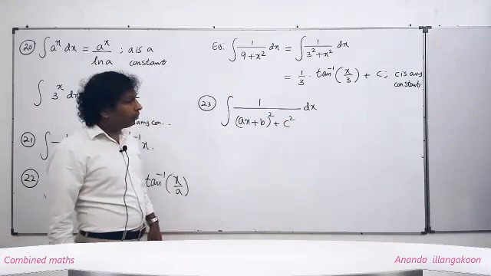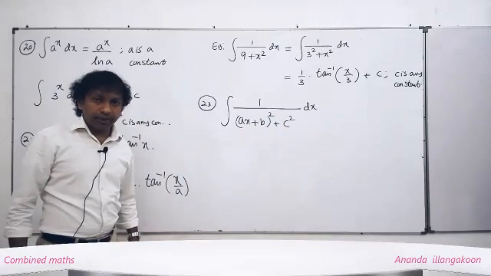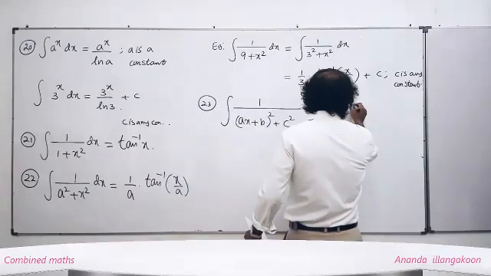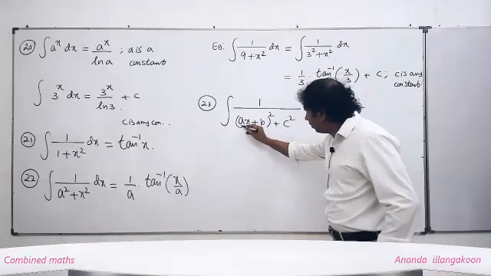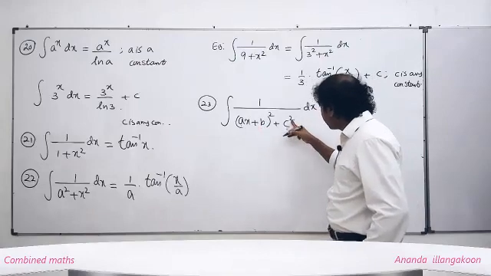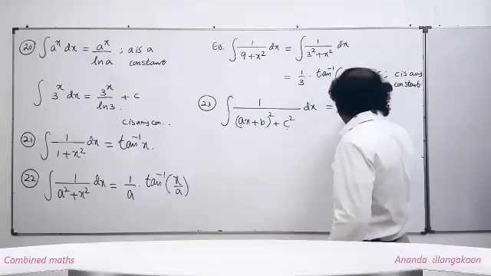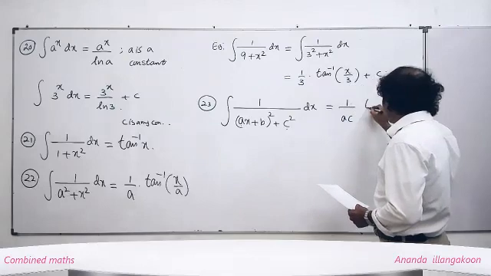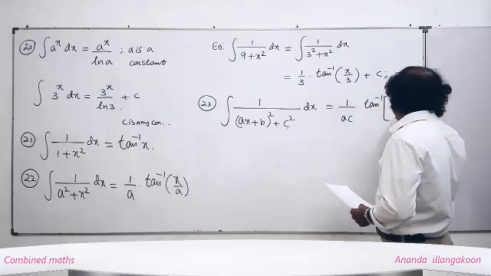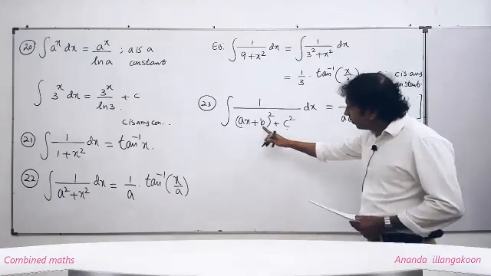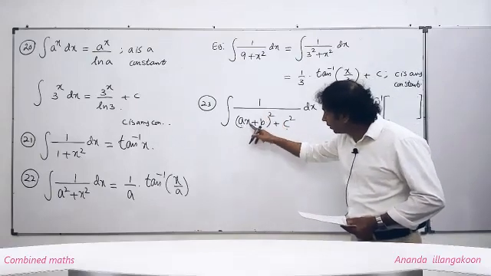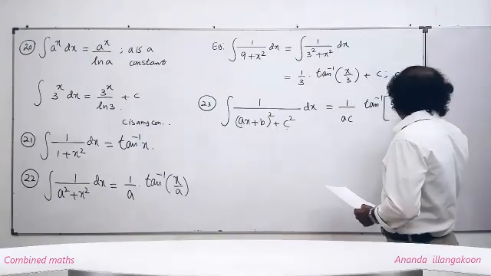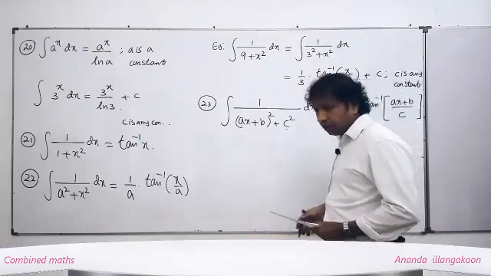In this case, if we have this type of integrand, its answer, people, we can write like this: 1 upon a and c, 1 upon ac, and tan inverse of ax plus b, without the square, divided by c without the square. Ax plus b divided by c. This is the answer, right?